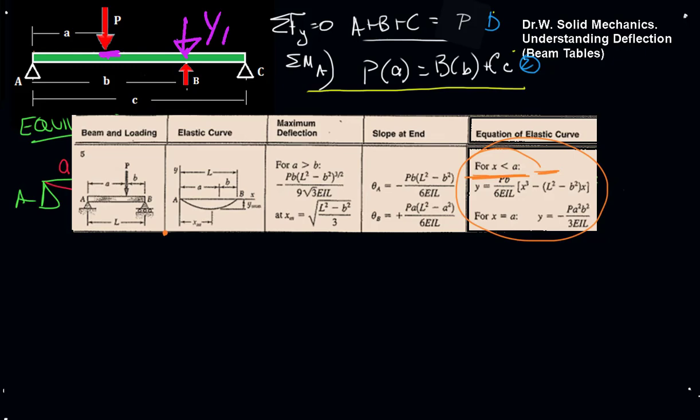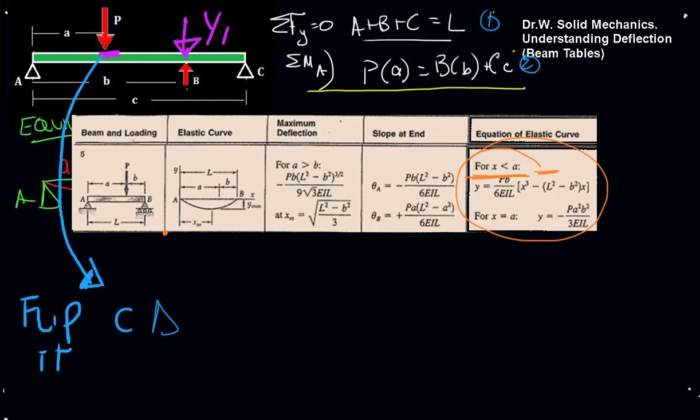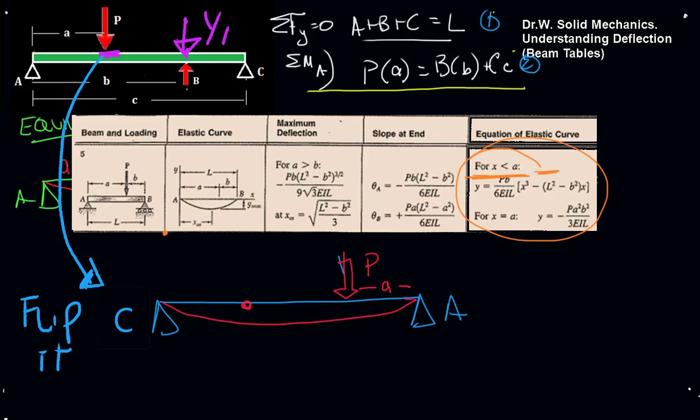And that is not at all uncommon. And there's a fix for that. We need to flip it around so that this is B and this is A. And here's our load P acting a distance of a in. And we need a deflection out here, which will be y1, and that's a distance of b from this end, which will be c minus b from here, and that's how we modify our beam to find y1.